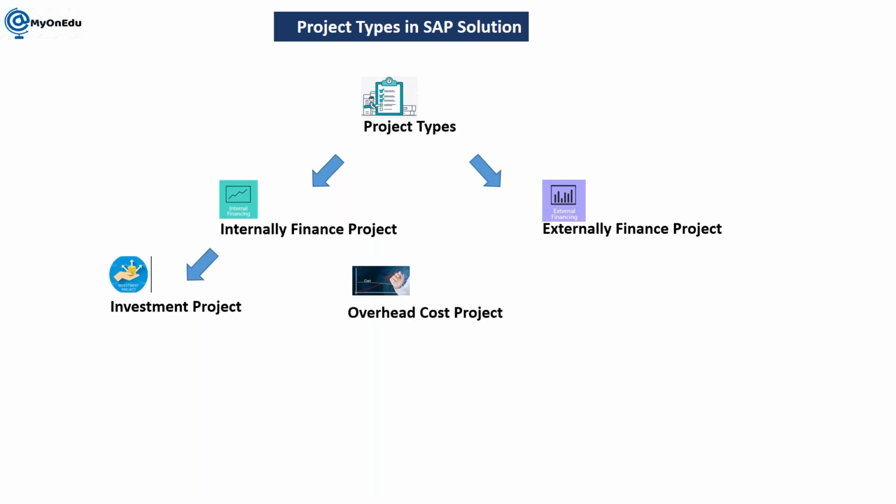And overhead cost projects, like R&D projects, where we have cost only. We don't know whether it will become an investment for us, or whether in future we will be able to sell it or not. R&D projects are in the same category, overhead cost projects, where we just put in the cost. If it is successful, we can create another project to sell it. If it is not successful, whatever cost is incurred will go into the cost center only.